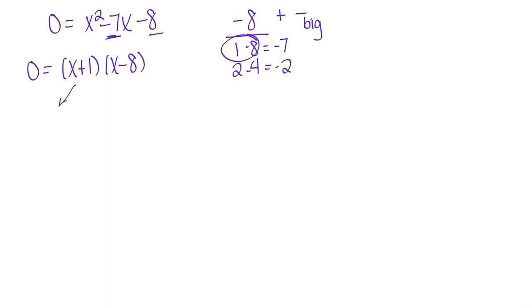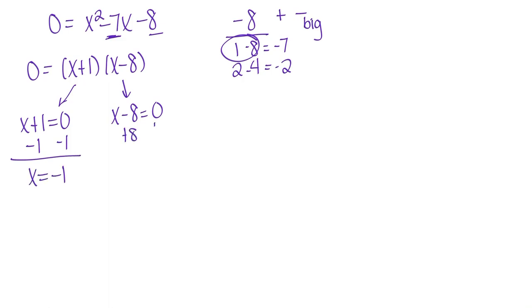Now we can set each of these equal to 0 and solve for x. So we have x minus 8 equals 0 and x plus 1 equals 0. Now we subtract 1 from both sides, and that gives us x equals -1. Here we add 8 to both sides, and that gives us x equals 8.